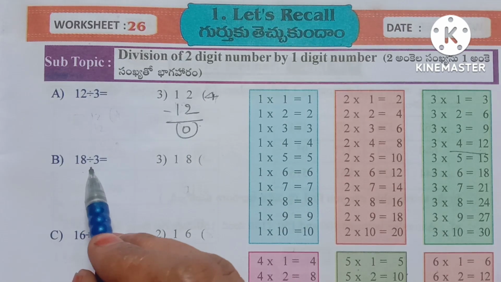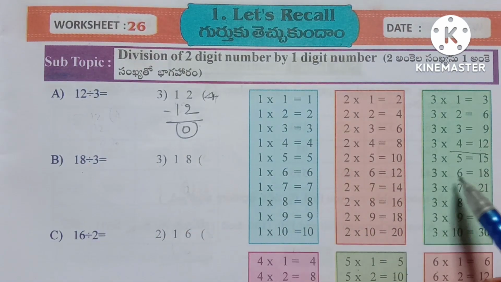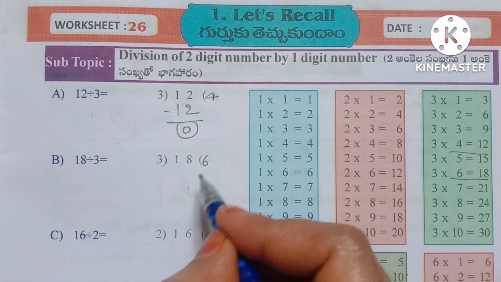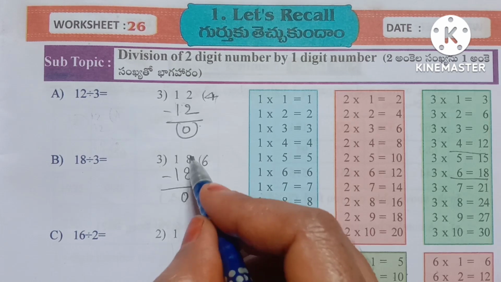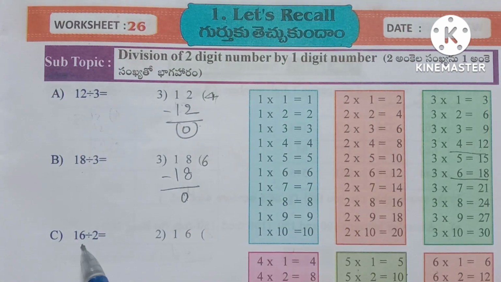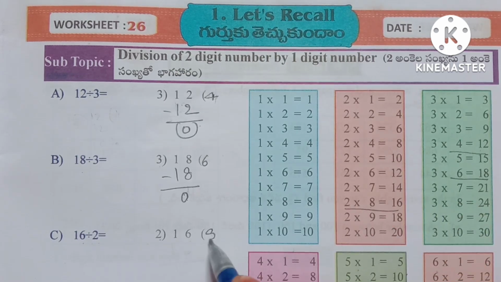Next B, 18 divided by 3. 3 divides 18 for 6 times. So write 6 in the quotient's place and write 18 under 18. Subtract 18 from 18, we get 0. Next C, 16 divided by 2. 2 divides 16 for 8 times. So subtract 16 from 16, we get 0.